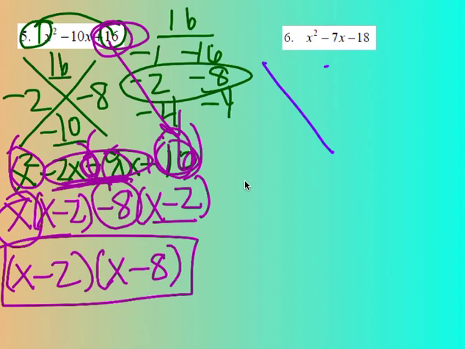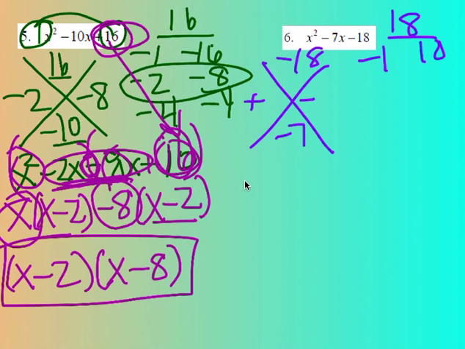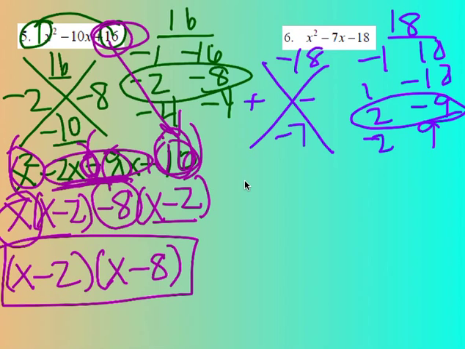Now let's take a look at this guy. So you're multiplying to negative 18 and adding to negative 7. Well, if we have a negative product, we need to have a positive and a negative number. So let's go ahead and write out the things that multiply to 18. Well, we could have negative 1 and 18, positive 1, negative 18, positive 2, negative 9, negative 2, 9. And right away I see that positive 2 and negative 9 is going to add to negative 7.